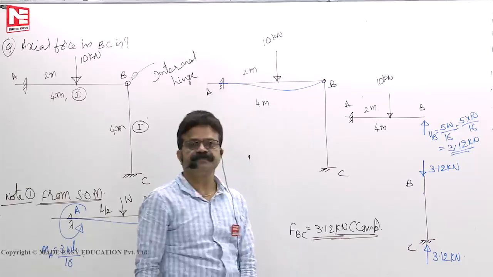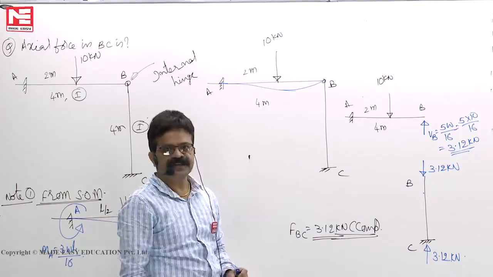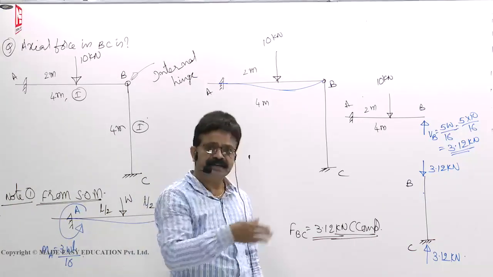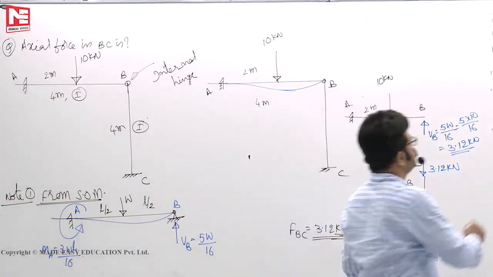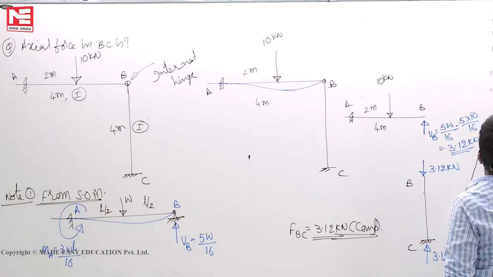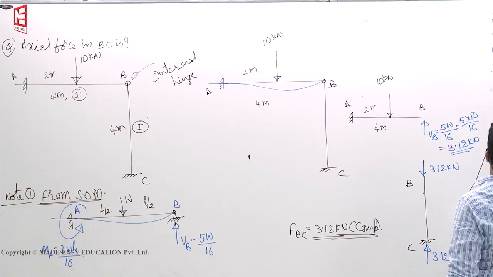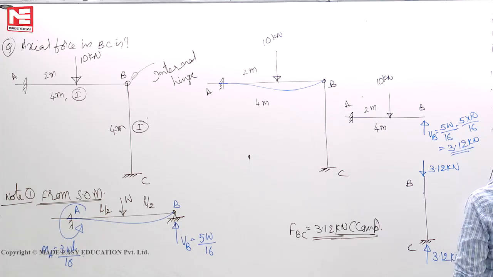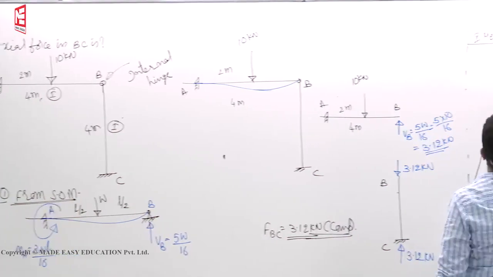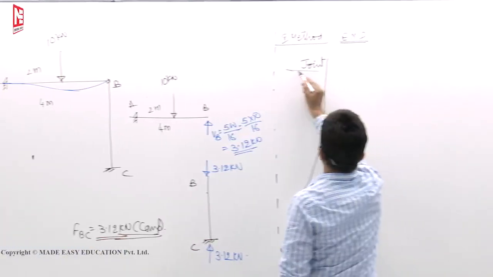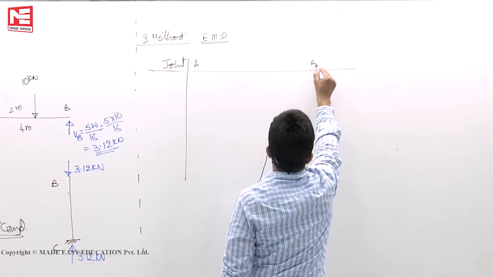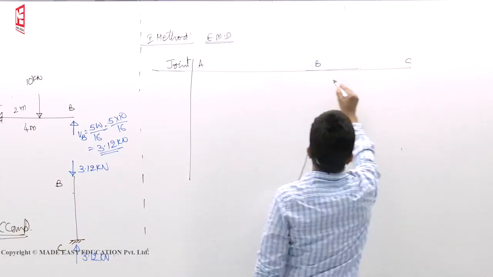Like this. Supposing that this idea we didn't get, strength of materials idea we didn't get. Okay. Then we can use the MDM also. That let us see now. Second method, end moment distribution. Joint, see A, B and C.